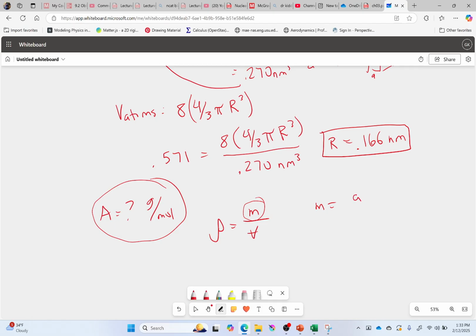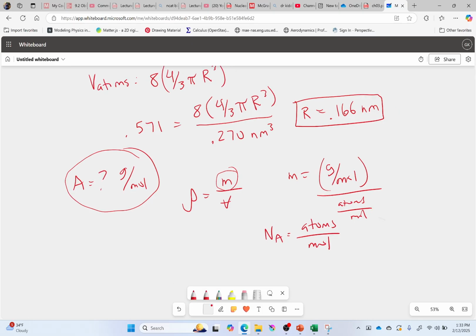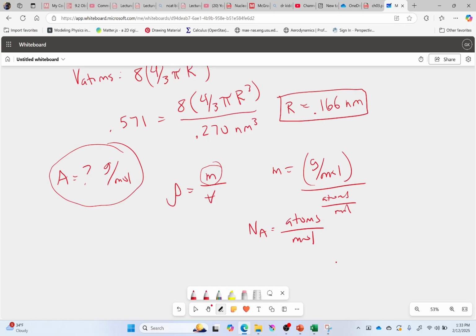So mass should be grams. I have the atomic weight, which is grams per mole. So I have Avogadro's number, which is atoms per mole. And then I want to have just grams. So to get my mass, I would have to divide by atoms per mole. There we go. And then finally, I would have to cancel out atoms, and so I'd have to multiply by the number of atoms. Okay, so looking at just the units here, building it up, I get that mass is equal to my atomic weight times the number of atoms divided by Avogadro's number. That should work. The units cancel out, and it looks good.